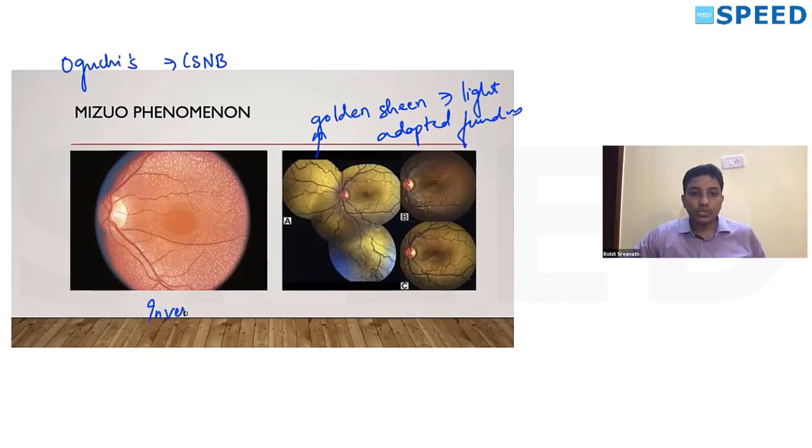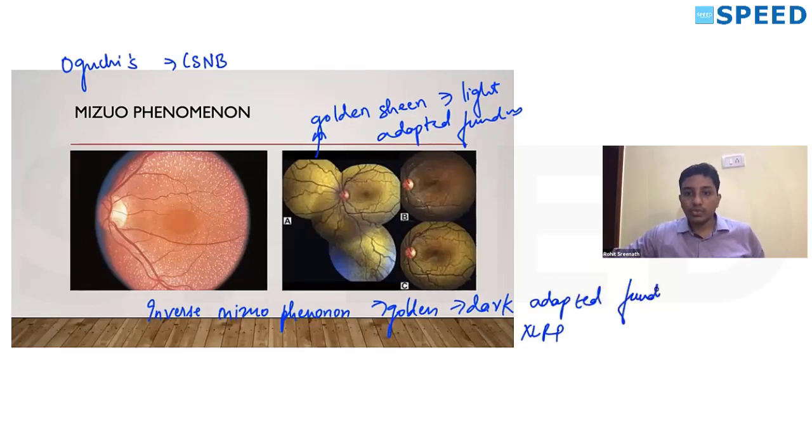Remember, they can ask about inverse Mizuo's phenomenon. Inverse Mizuo's phenomenon is the golden sheen seen in the dark adapted fundus. So where is inverse Mizuo's phenomenon seen? It is seen in X-linked RP. So inverse Mizuo's phenomenon is the golden sheen seen in the dark adapted fundus, which is characteristic of X-linked RP.